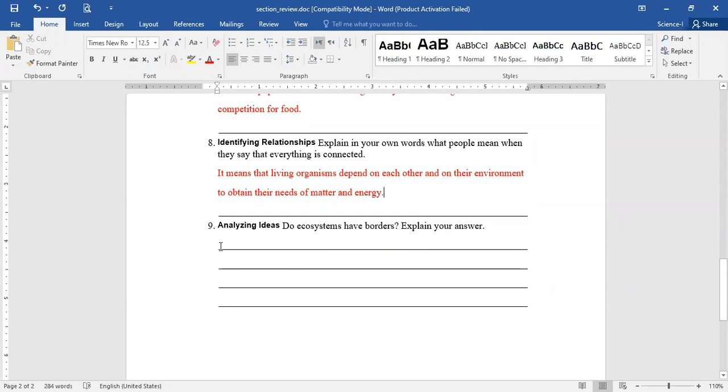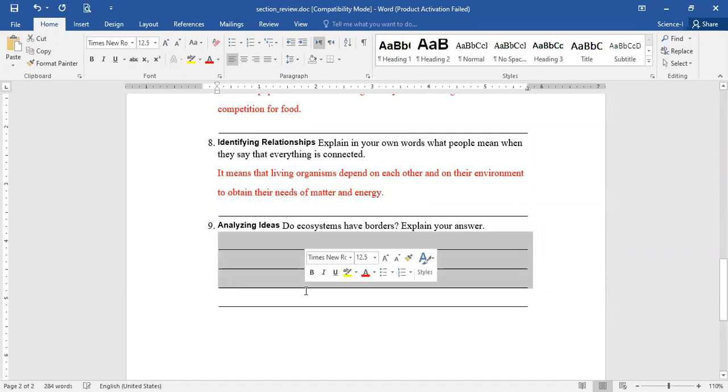What do you think? Mister, can I answer? Yes. No, ecosystems don't have borders, but some ecosystems are contained, but water and light and many organisms move freely between ecosystems.